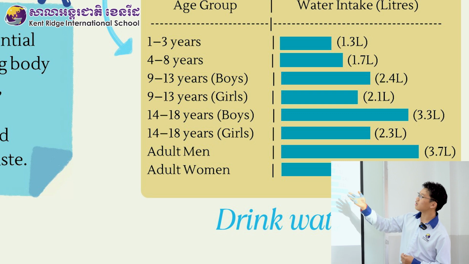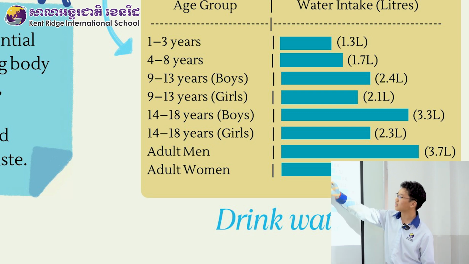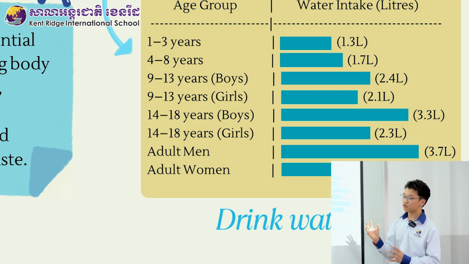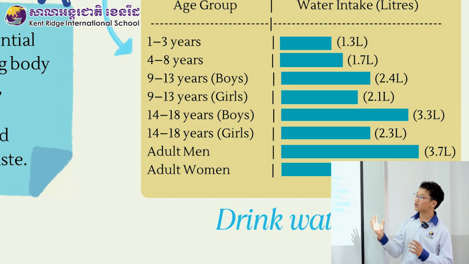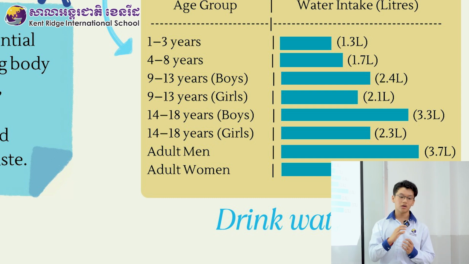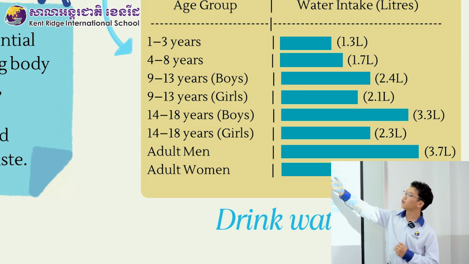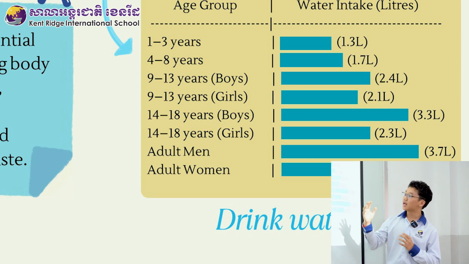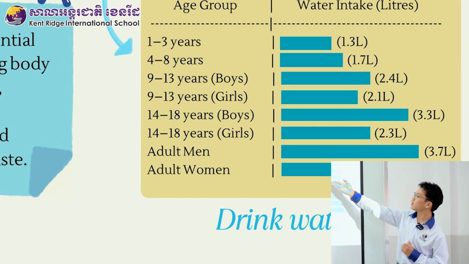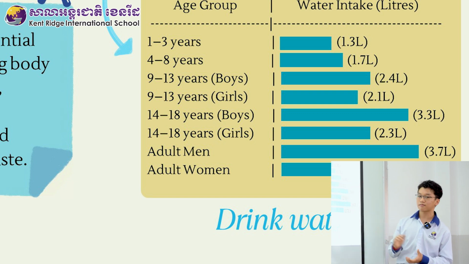The reason why you can see that boys and girls in the same age group drink different amounts of water is because usually when you are around 9 to 13, you hit puberty. So when boys hit puberty, they usually become bigger than girls. So that's why boys should drink more water than girls.